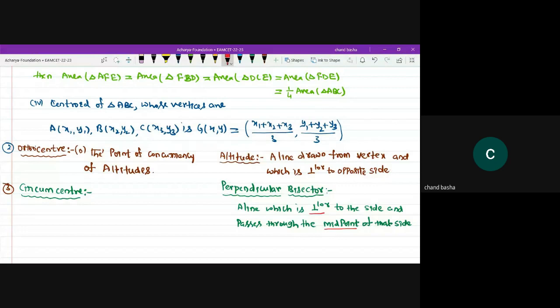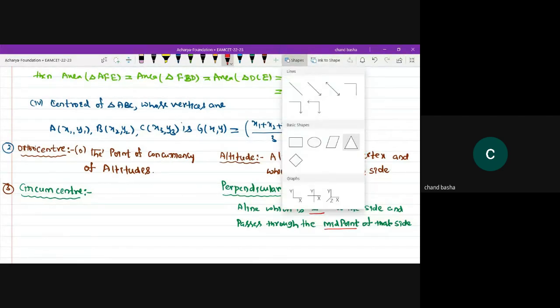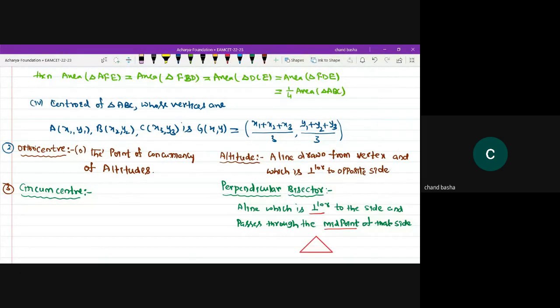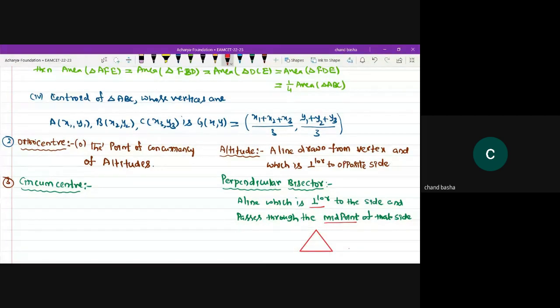And here I'm not discussing the vertex. Remember that point. That line is not necessary to take from the vertex. I'm not taking that line from the vertex. Just one thing: the line which is perpendicular to the side and passes through the midpoint. Similarly, I can take the line from this side also.